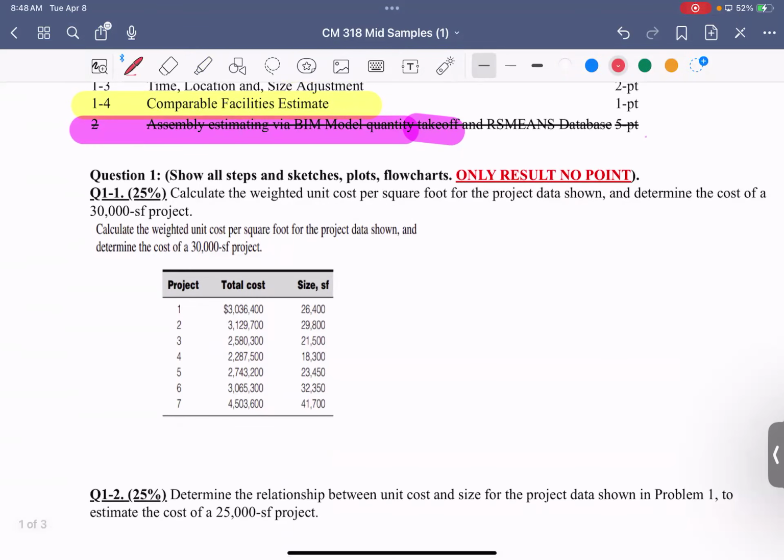For each of the questions, you need to show all the steps and a sketch. If there is a cash flow chart or plots, please show the plots so I can see you understand what it is. Especially for the relations, please show the plot. If you only show the results, there will be no points. So definitely show me all the details you can. Let's take a look at question one.